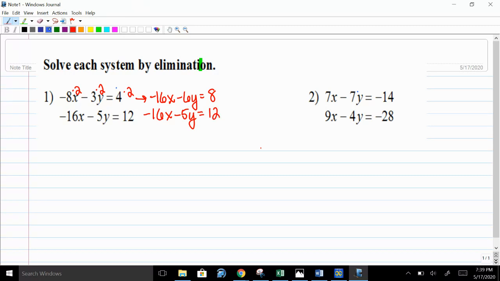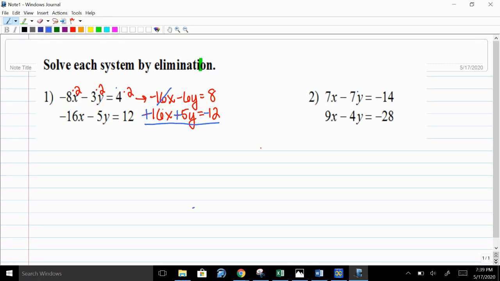The only issue now is that the 16s are the same, but they're both negative. I need one of them to be positive. It doesn't matter which one, but one of them has to be positive. So let's say I make this a positive, that would make this a positive, and that would make that 12 into a negative. Again, you can do whatever you want to an equation, you just have to do it to the whole equation. Now we can eliminate.